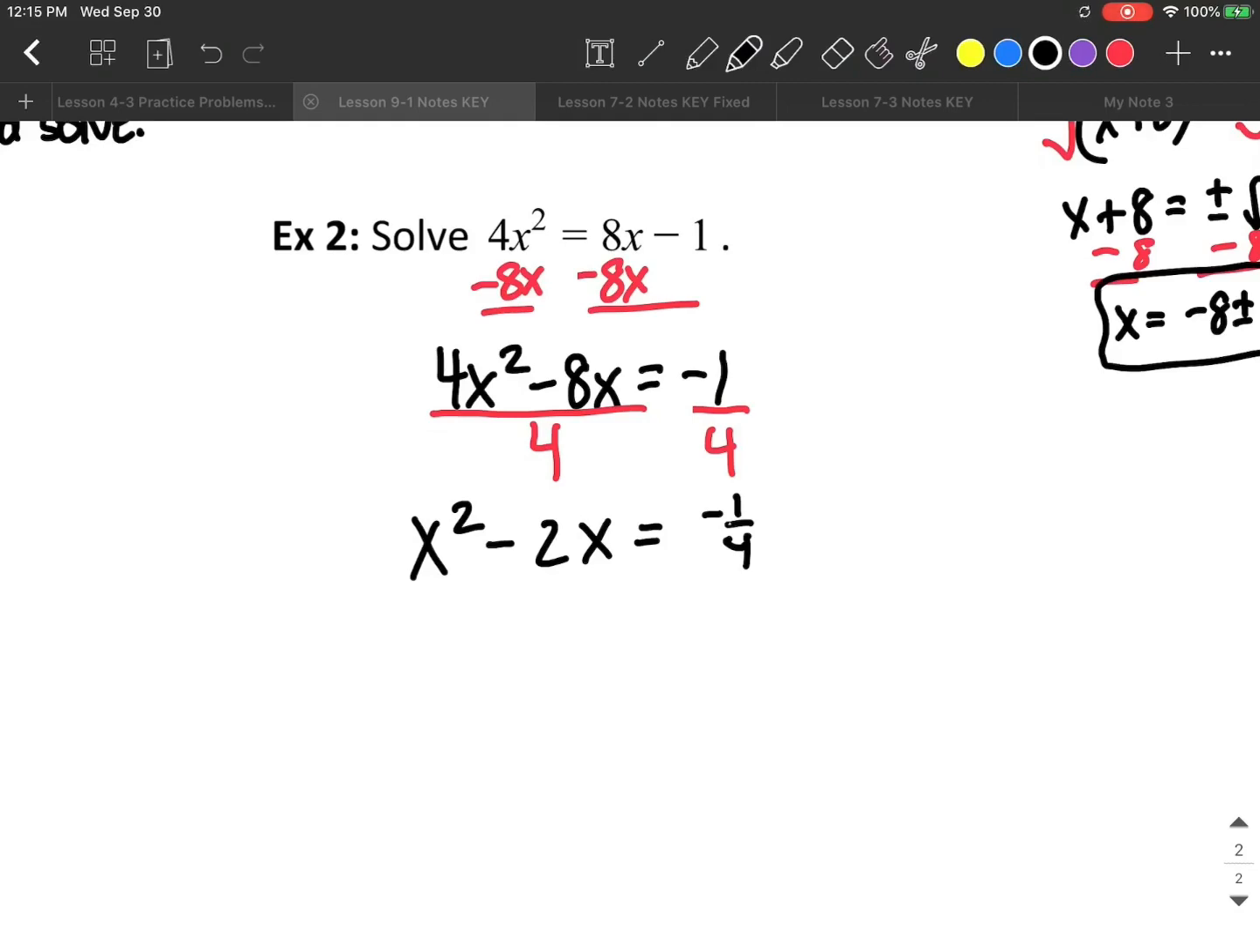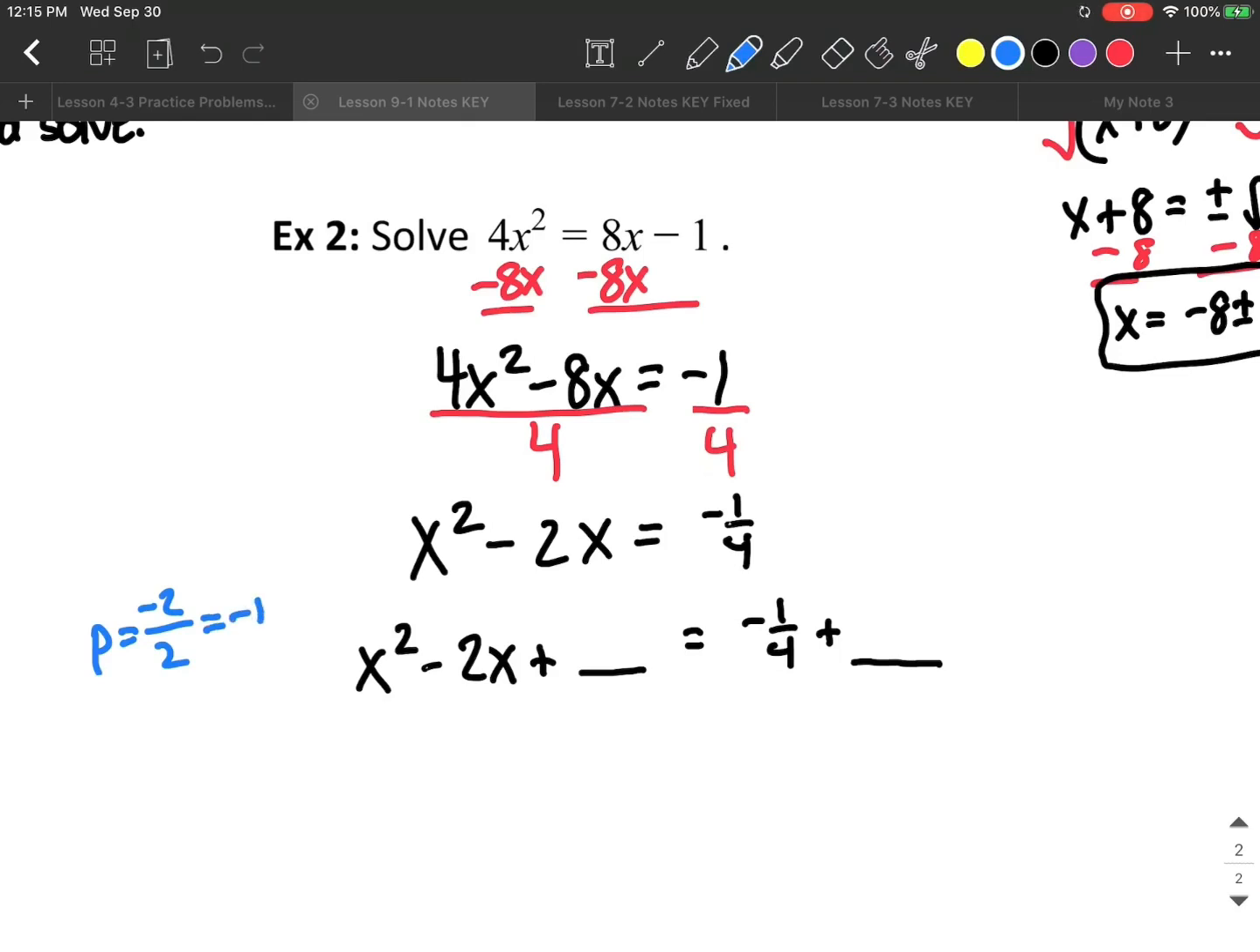From there, on the left-hand side, what do I add to complete the square? And make sure you also add it to the right. Well, I take negative 2 to find p. I take negative 2 and I divide by 2, and that gives me negative 1. And then I take negative 1 and square it, and that's what I put here. And that is 1. If I add 1 to the left, I add 1 to the right.